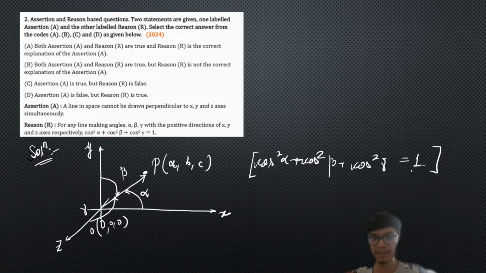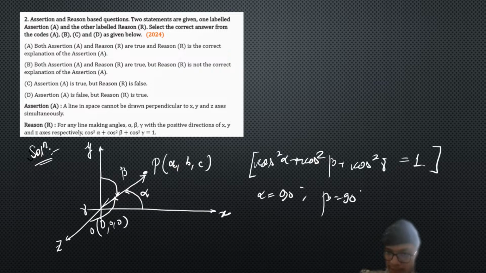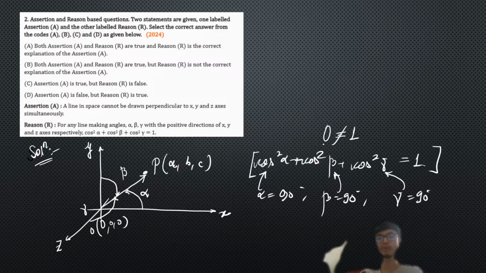Now let us say a particular line is making 90 degrees with all three axes. Then alpha, beta, and gamma are simultaneously equal to 90 degrees. Is this relation satisfied? If I put alpha equal to 90, I get 0; beta equal to 90, I get 0; and gamma equal to 90, I get 0. So is 0 equal to 1? No, 0 is not equal to 1. Therefore, our reason is correct in explaining the assertion that a line cannot be drawn in a 3D coordinate space which is perpendicular to all three axes simultaneously.